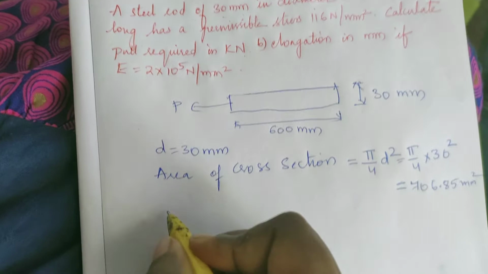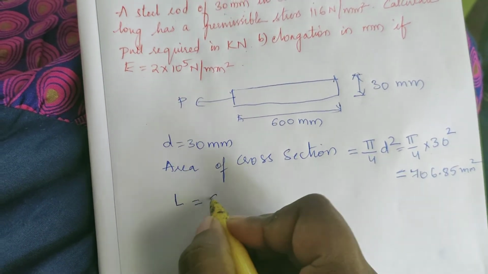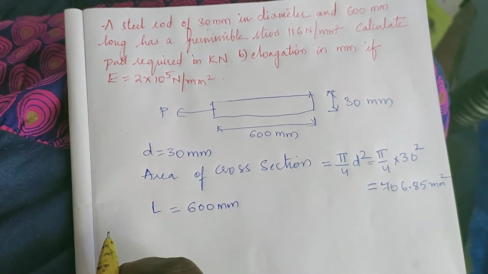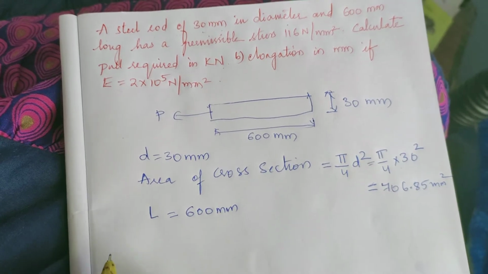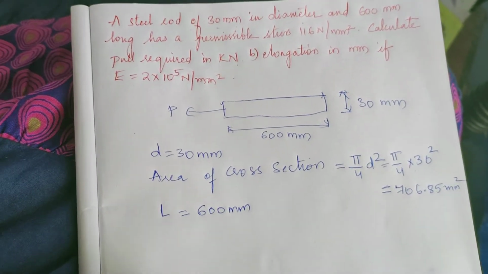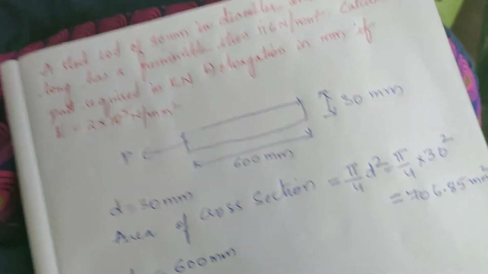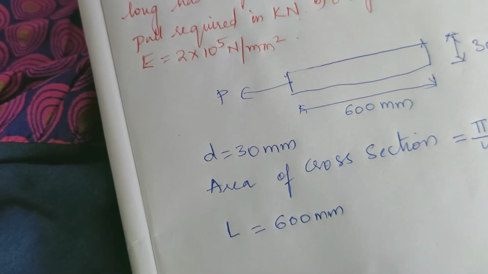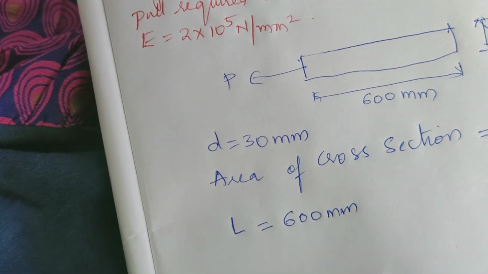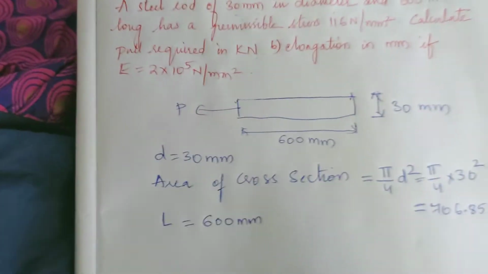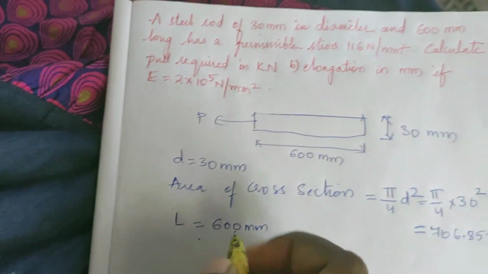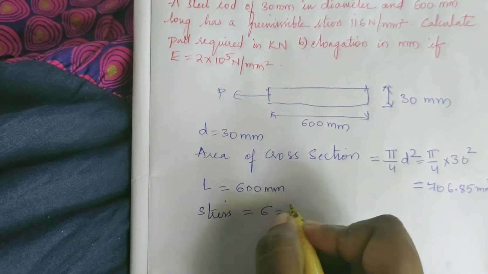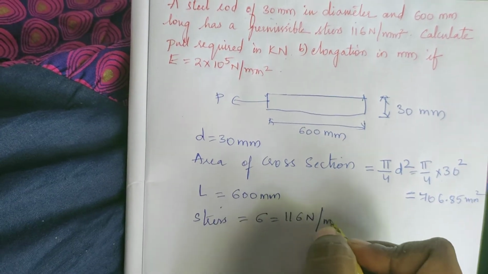Next we are given L of 600 mm. Now they want the pull required as well as the elongation in length. So how to calculate this? I think this was discussed earlier also. The permissible stress is given, that is sigma equal to 116 Newton per mm square.